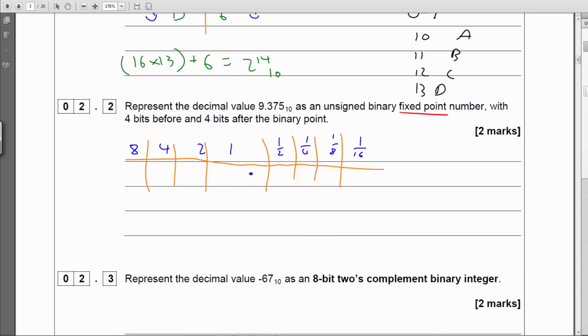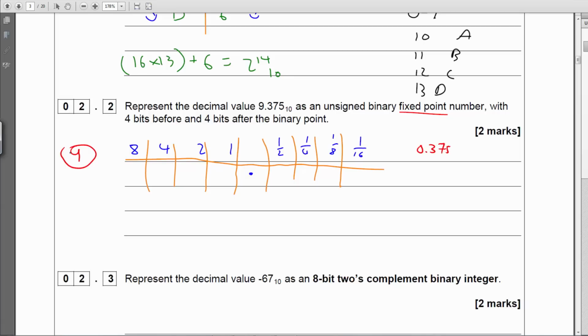So actually, I have missed a column here. This hasn't got a heading. There we are. Okay. So we need to find 9 in binary, and then we need to find 0.375 in binary. I separate the integer part and the fractional part.